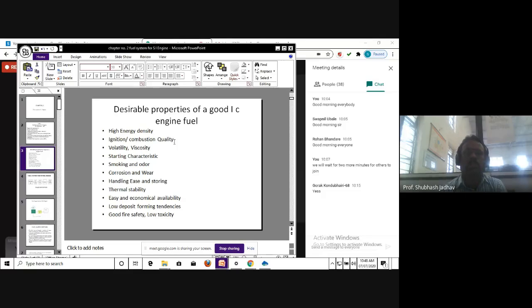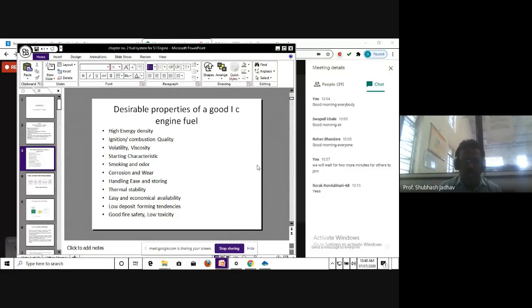Okay, so that is about energy density, and what we want is higher energy density. It means by burning a small amount, we should be in a position to produce more energy. Then ignition or combustion quality. That is the second thing required. That is, we want the ignition quality of the fuel to be good. That means it should burn as per the requirement of the engine combustion process.